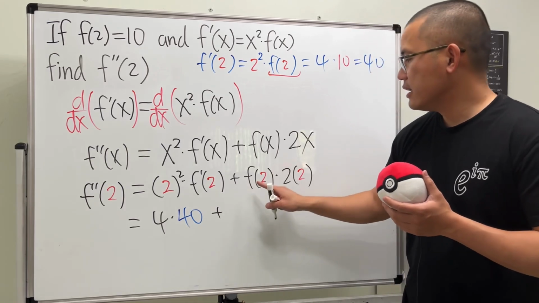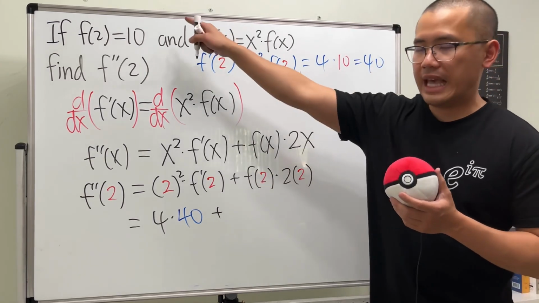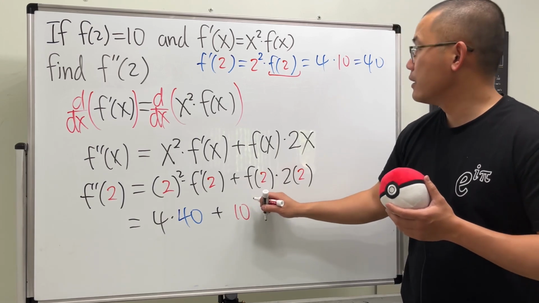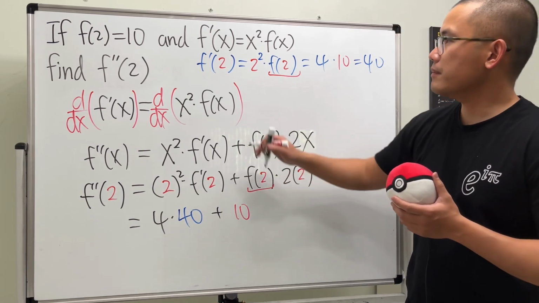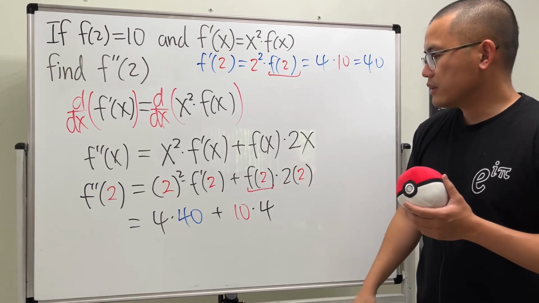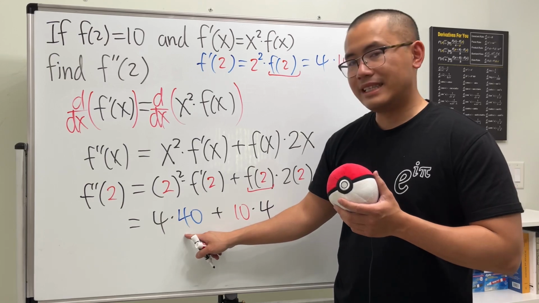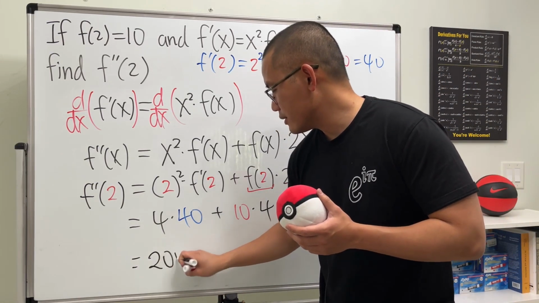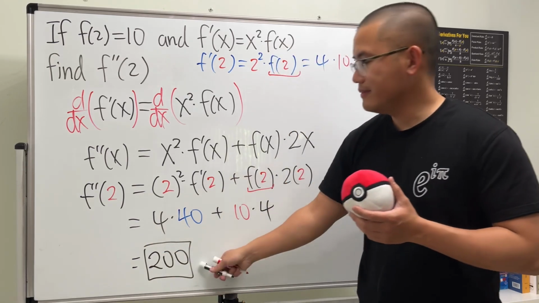Alright, and then we can continue with the rest. We add f of 2, which is 10. So let me just put that down right here. So this is the 10 from here. And then, of course, this times that is just 4. So let's see, this is 160 plus 40. So altogether, we end up with 200. Just like that.